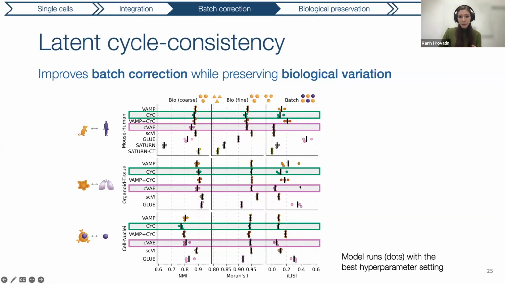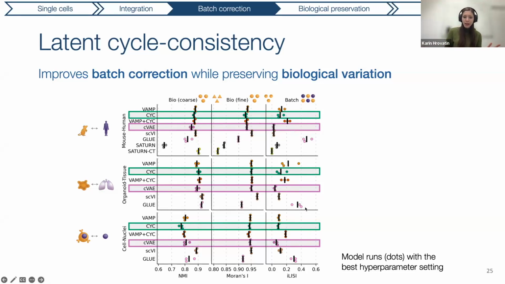Another thing that you might be able to see here is that the adversarial model GLUE, shown in light pink, is actually much higher than both of them in batch correction. However, we think that this is overestimated, so it is actually over-integrated because it also loses biological information. This is what I was saying before: how you decide what is the best integration, or what is under or over-integration, also depends on the batch correction and the biological preservation on the other side. So we think that this is probably overestimated and not the optimal batch correction.